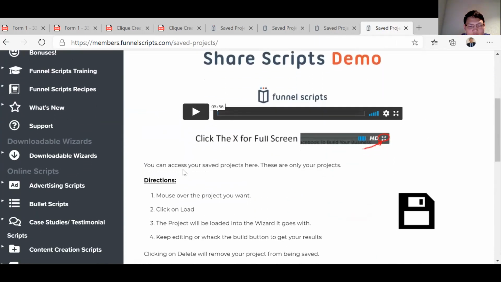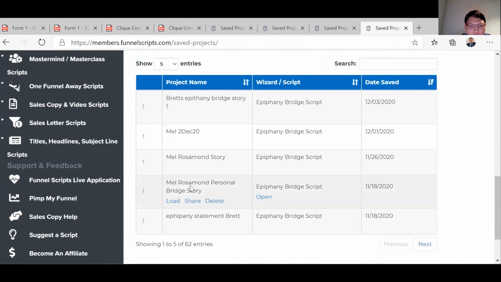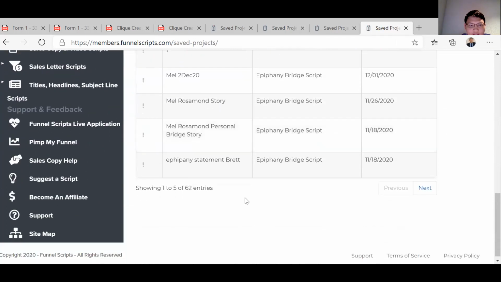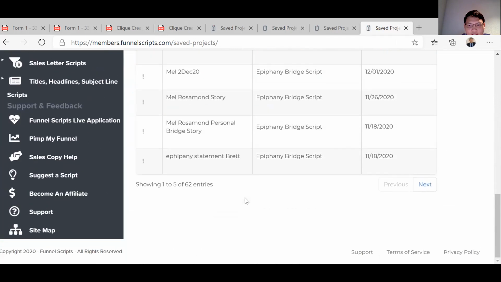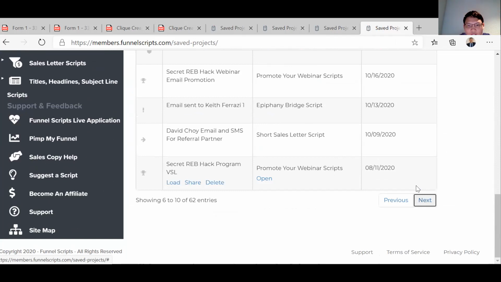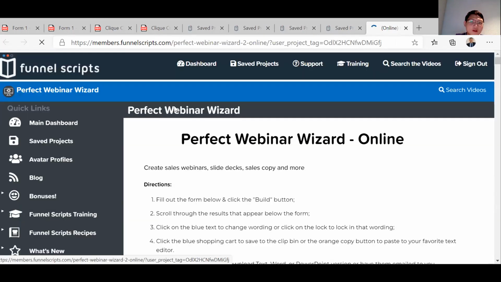Scroll down. This one, isn't it? No, that's not the one. That's a peasant bridge one. No, that's a bridge one. So go to the next. Next one. You still have more. Go to the next one. Next. Yeah, scroll up. Home. Sorry. Yeah, that's the one. Node. This is a perfect webinar one.